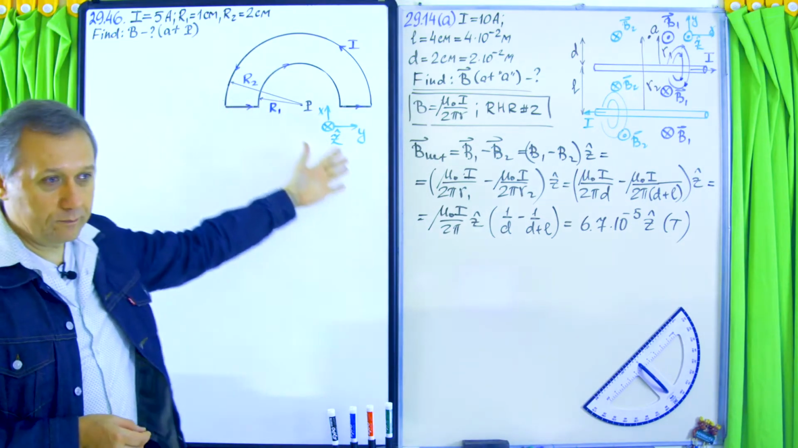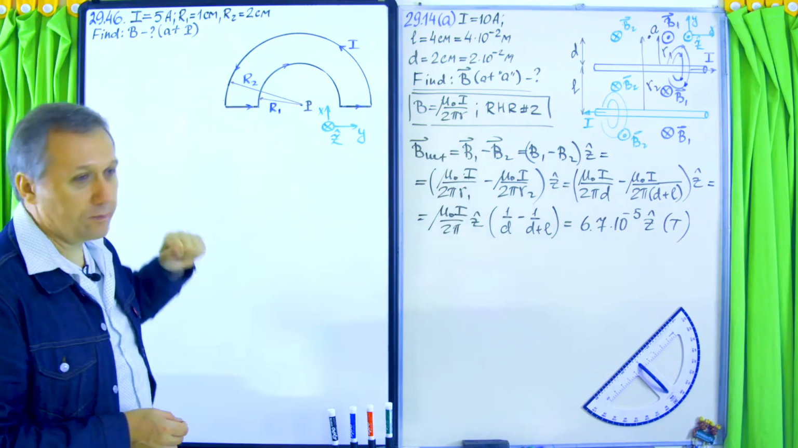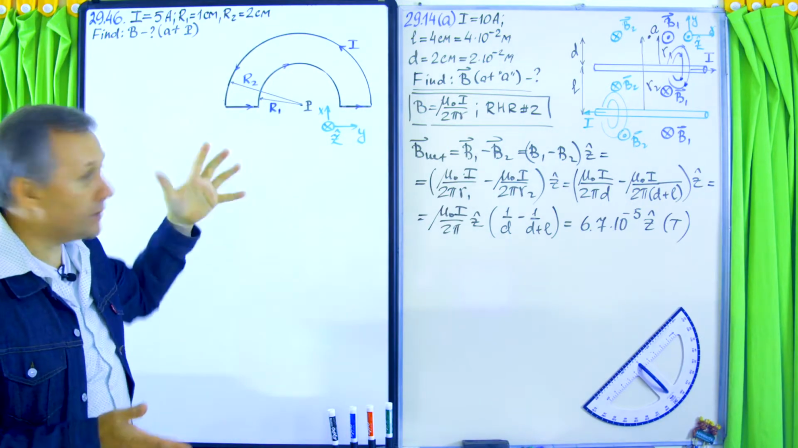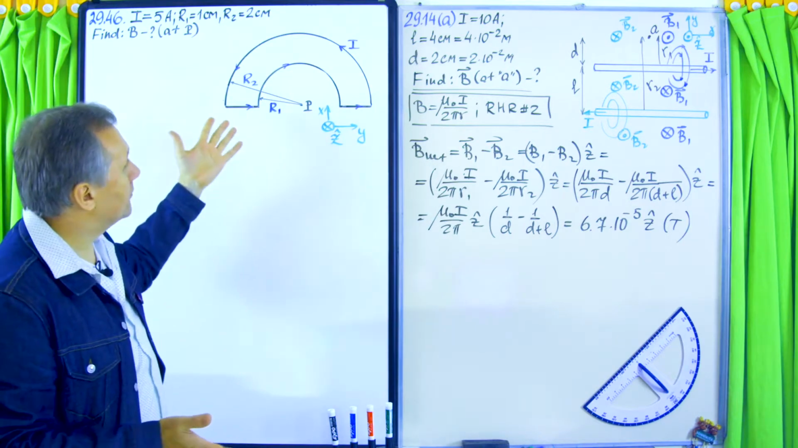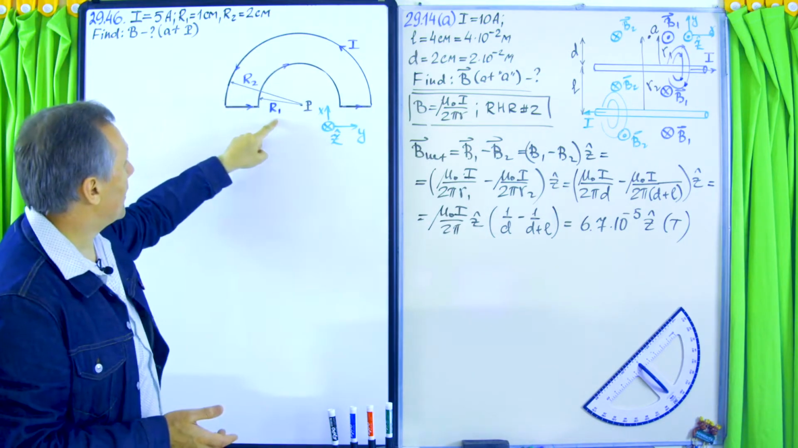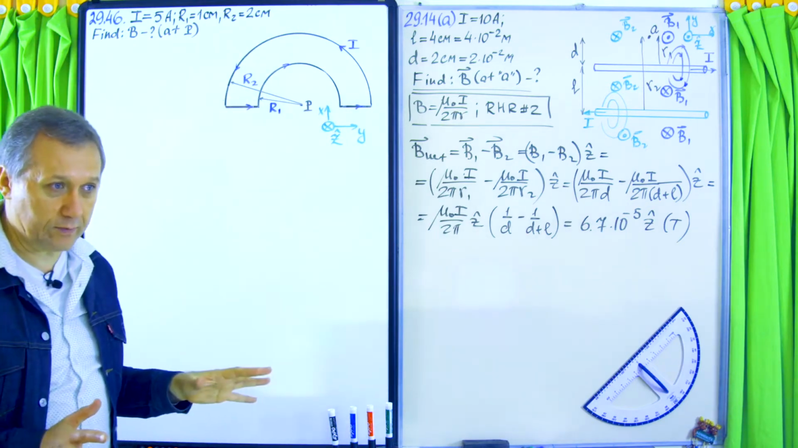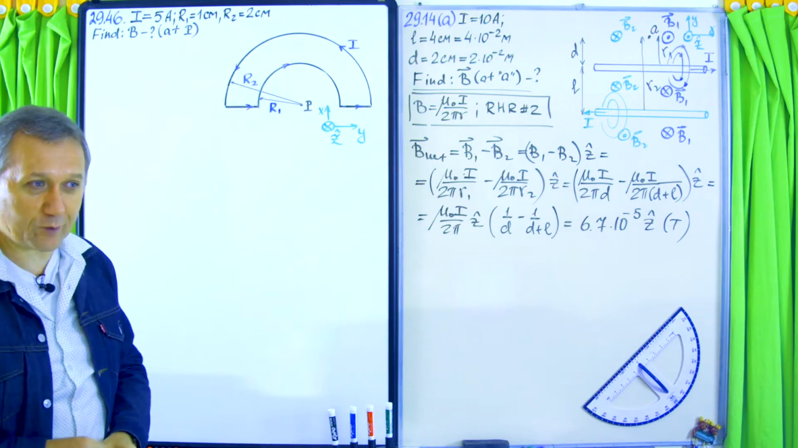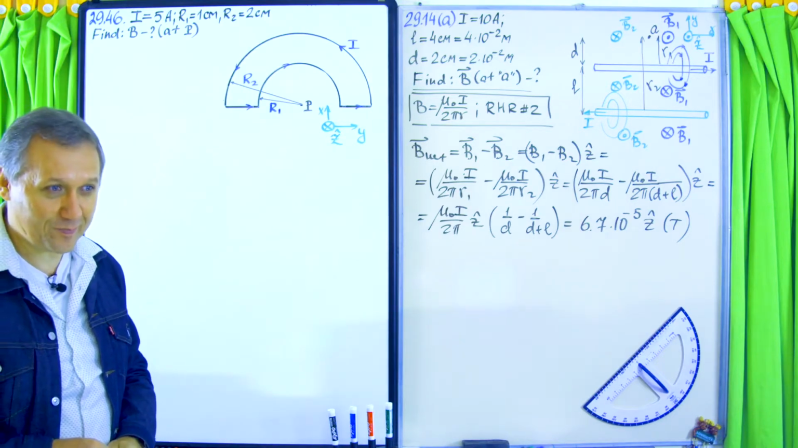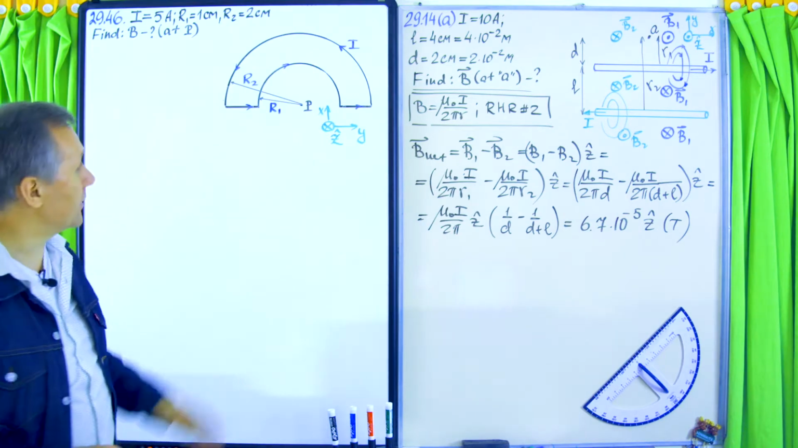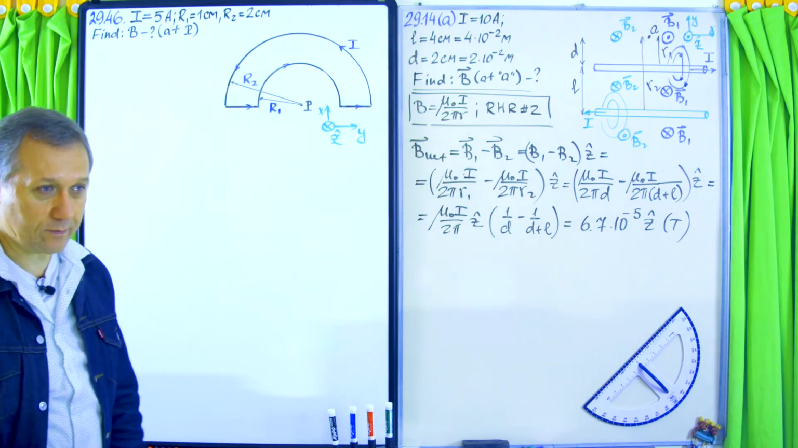So we have a loop of this shape with a current I, which is given as 5 amps. And the loop consists of two semicircles of radii R1 and R2. Those are given, right? 1 centimeter, 2 centimeters. Of course, at some point you'll have to convert them to meters. And then there are two horizontal pieces of wire connecting these two semicircles.